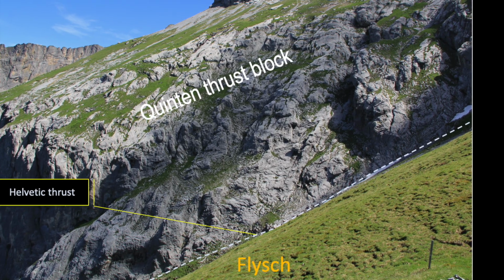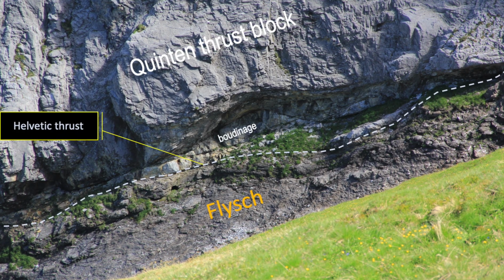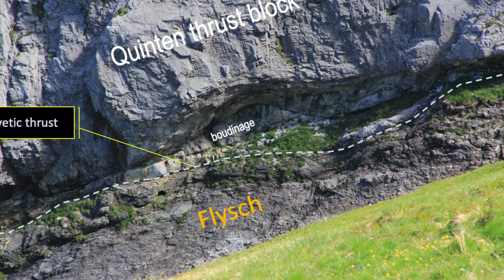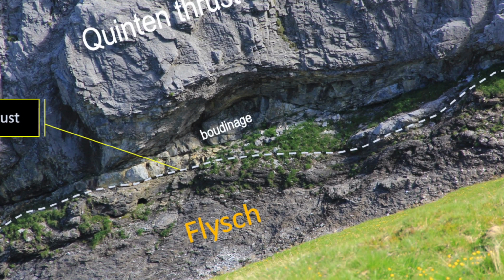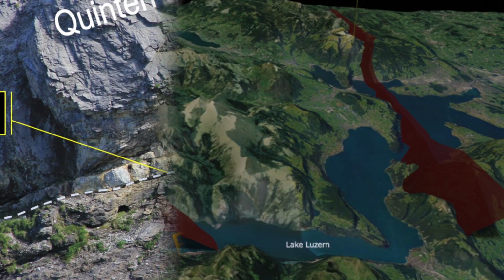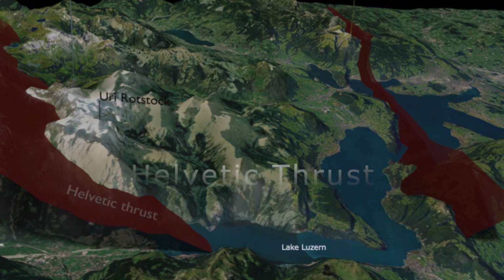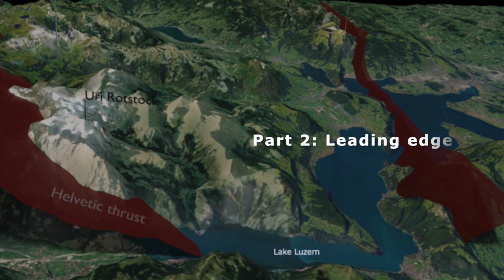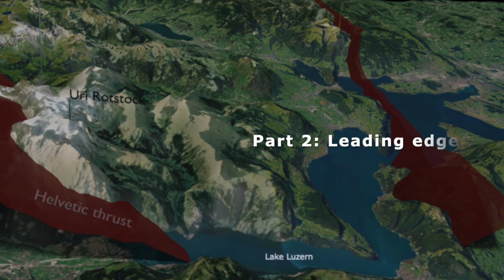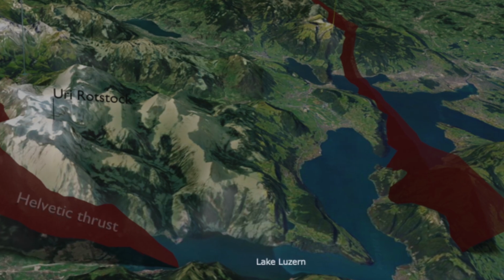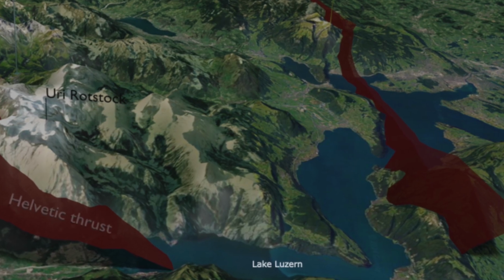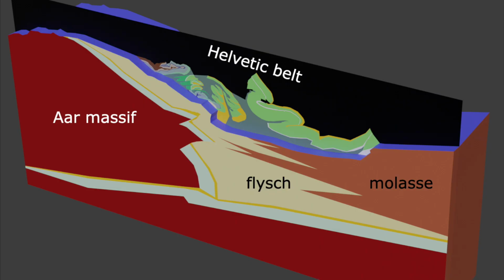Along the Helvetic displacement zone, meter-sized boudinage structures provide further evidence of the intense deformation. In the Mount Pilatus and Mount Rigi region, the frontal part of the Swiss Alps is defined by the leading edge of the Helvetic overthrust, where Mesozoic carbonates are thrust northward onto the Flysch and coarse Nagelfluh conglomerates of the Molasse foreland.